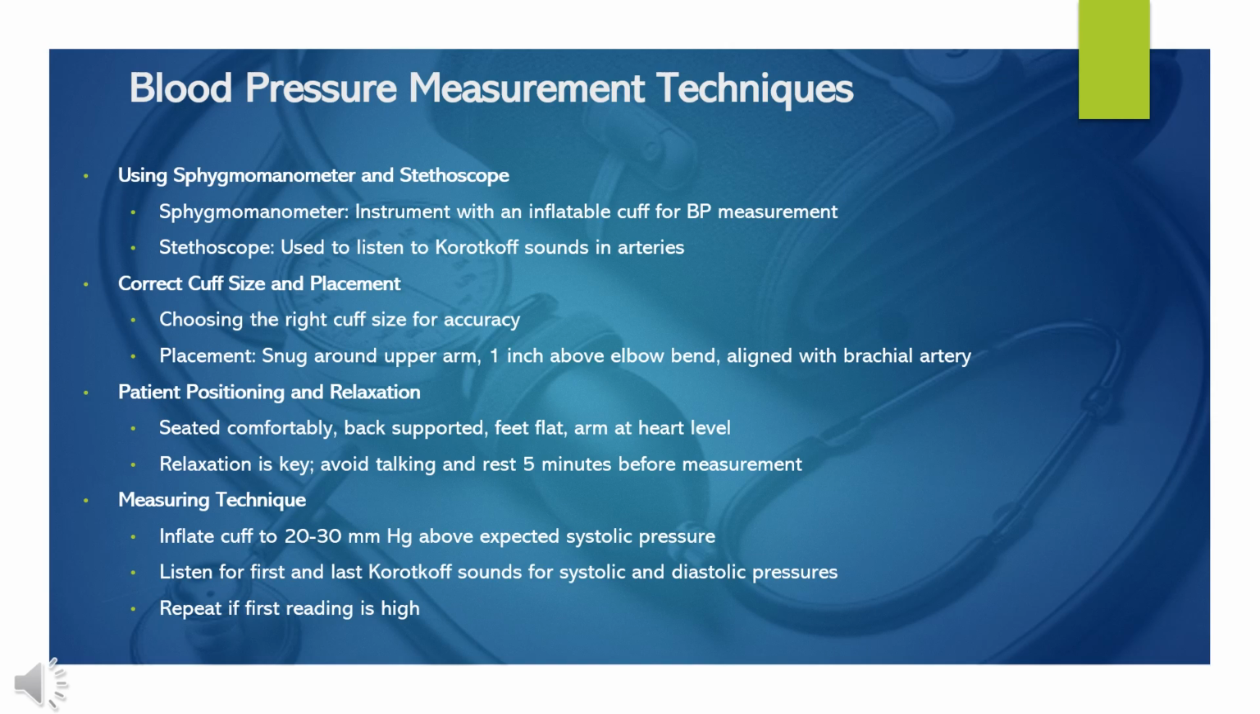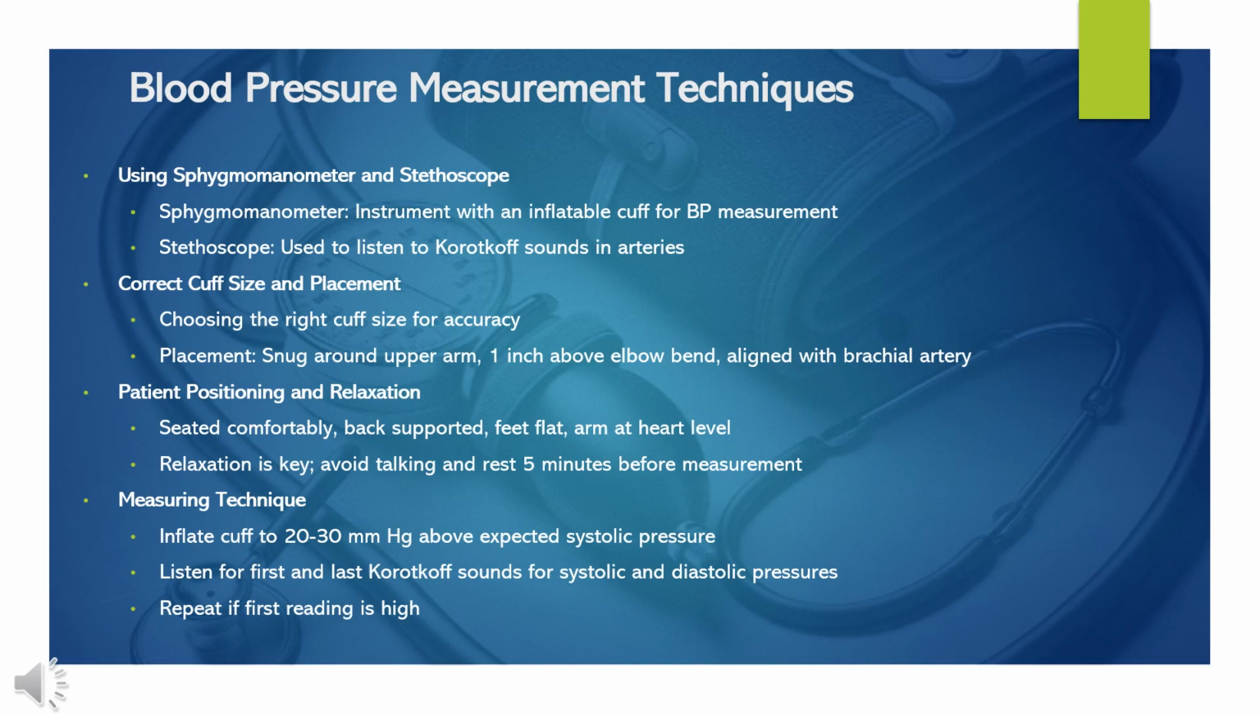Inflate the cuff by squeezing the bulb until the gauge reads about 20 to 30 millimeters of mercury higher than the expected systolic pressure. Be aware that in lab, we're going to talk about how you determine where the expected systolic pressure is going to be. Slowly release the valve on the cuff and listen through the stethoscope. The first sound heard is the systolic pressure, and the point where the sound disappears is the diastolic pressure; both are noted. If the first reading is high, wait a few minutes and repeat the measurement.